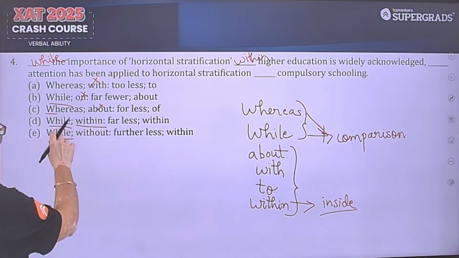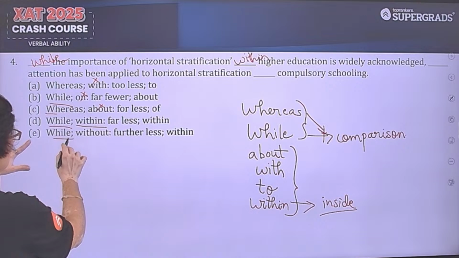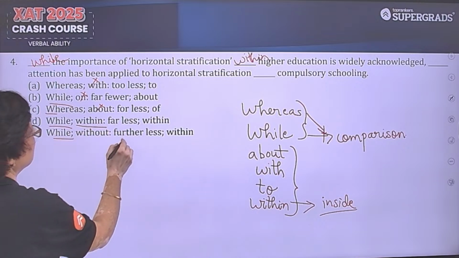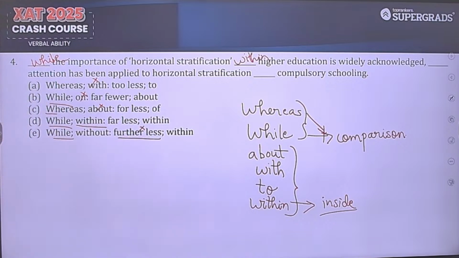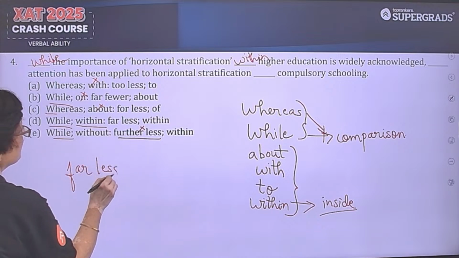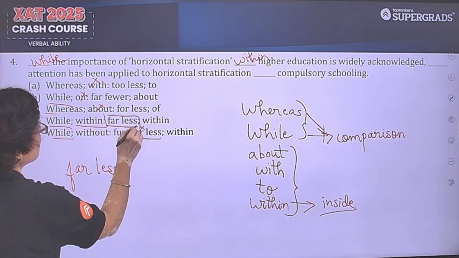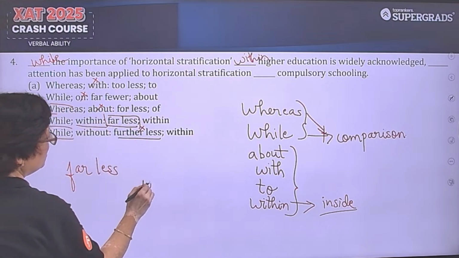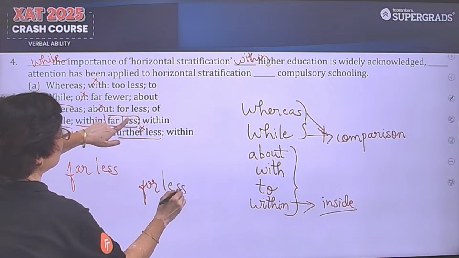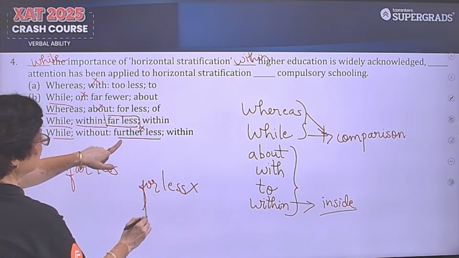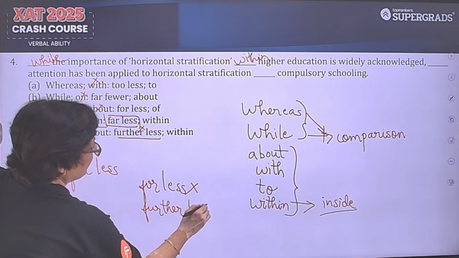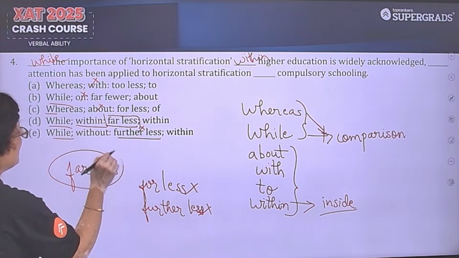Now, if I look at option E, before I come here, let me first take this. Further less is a wrong usage. What is the correct usage? Far less. Far less is the correct usage. Of course, option C has already been ruled out, but let's have a look. For less in option C is grammatically incorrect. Further less in option E is also not correct. Both are wrong. We are left with far less.